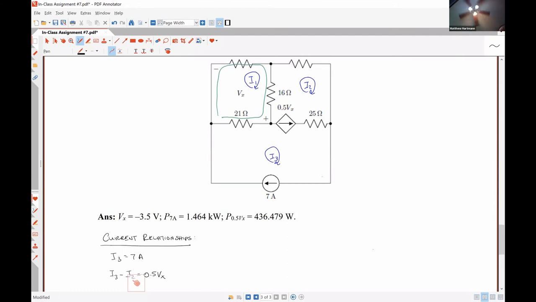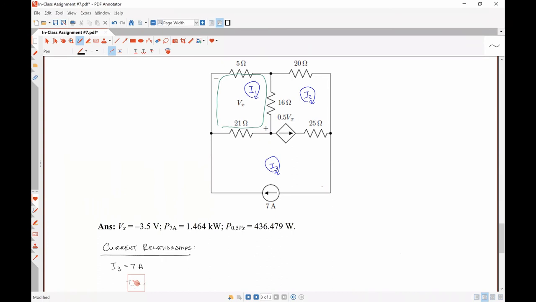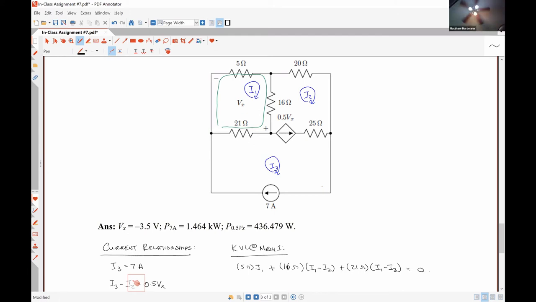My third equation is then going to come from applying KVL at mesh 1. Somebody want to do that for me? Is mesh one the one that you just circled earlier? Yeah, mesh one is the one that has mesh I1 circulating around it. Okay. It'll be 5 ohms times I1, and then 16 ohms times I1 minus I2, and then plus 21 times I1 minus I3. Set this equal to zero. All right, so that's perfectly correct.